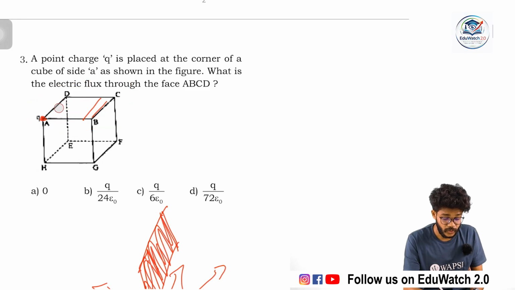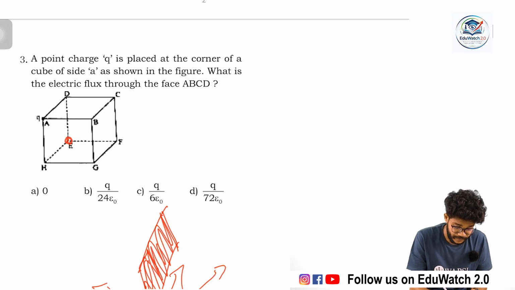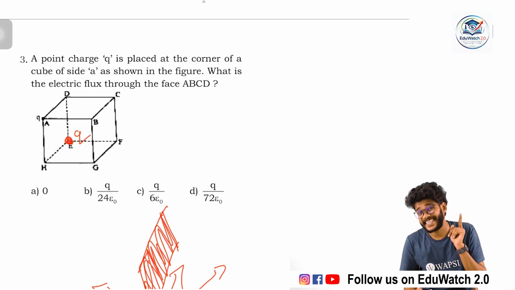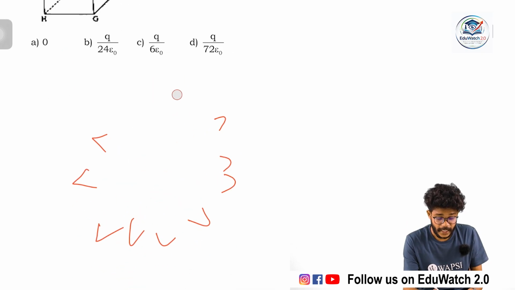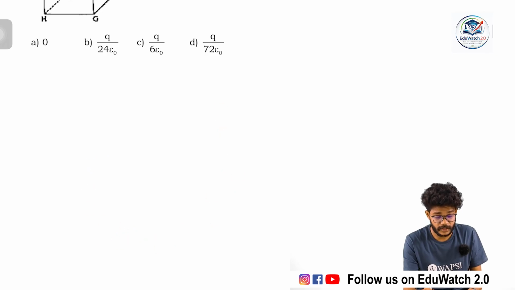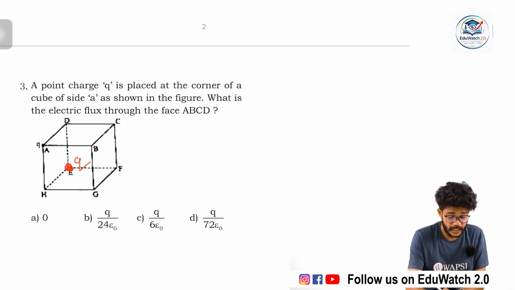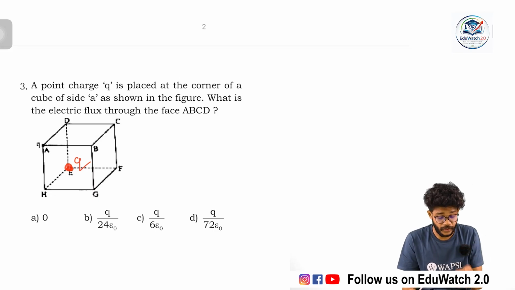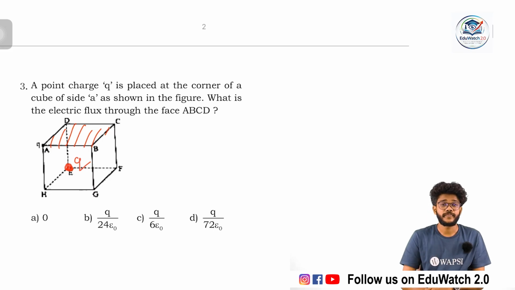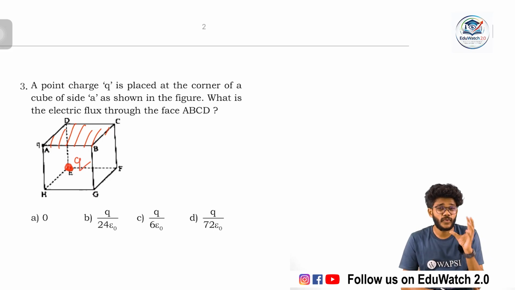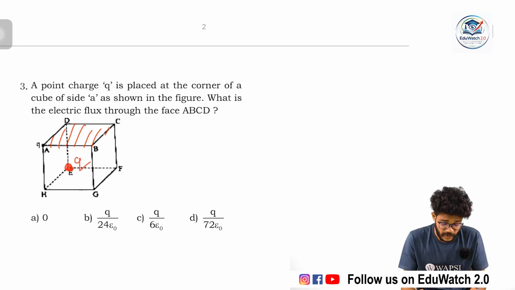Okay. So if the question is like this, if the charge is at E, what will be the flux? So we can calculate that too, because in the next year there is a high chance for asking this question. Okay, so we can calculate that too. A Q is placed at the corner of this cube at E. Okay, then what will be the flux through this area? So according to Gauss law, the total flux through a closed structure is equal to Q by epsilon 0.